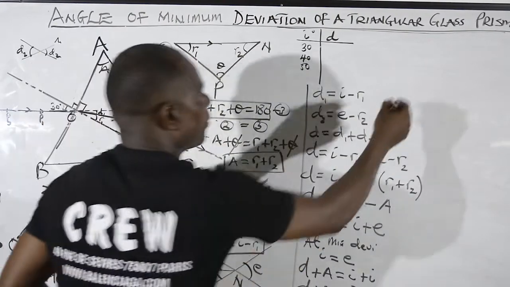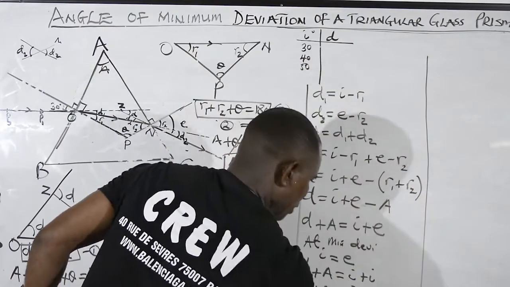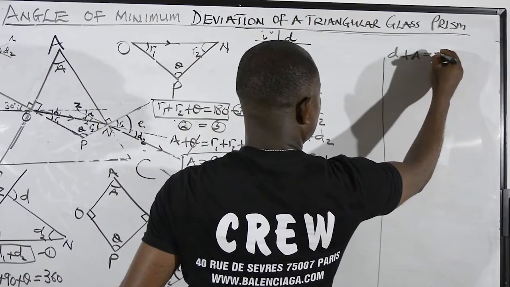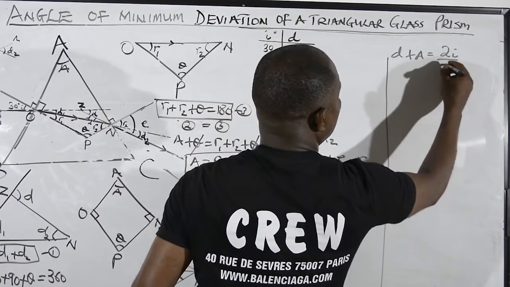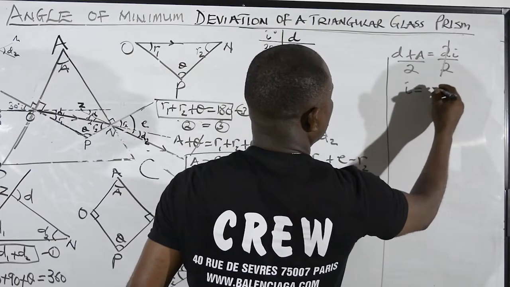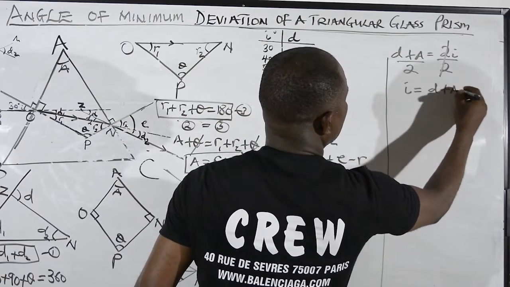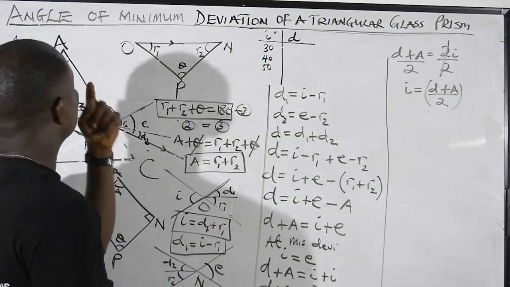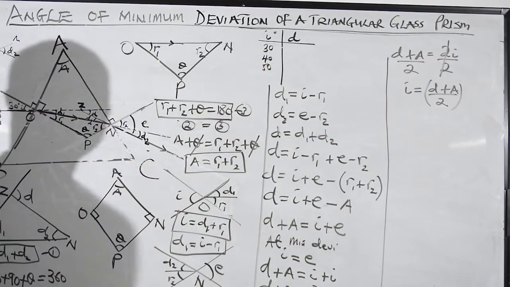So I can do the math properly there. Now you have D plus A is equals to 2I. If I want to make I the subject, I divide by 2. So I have I is equals to (D plus A) divided by 2. So now I'm coming back to Snell's law.